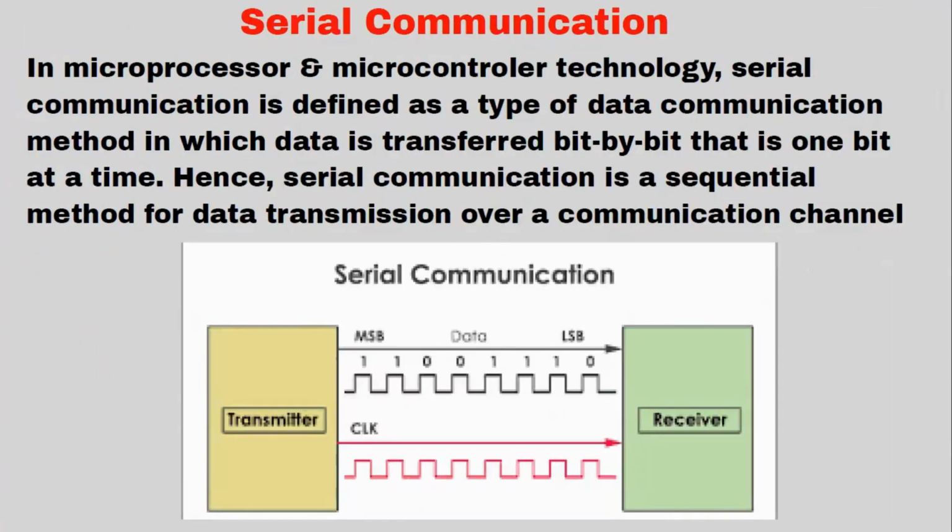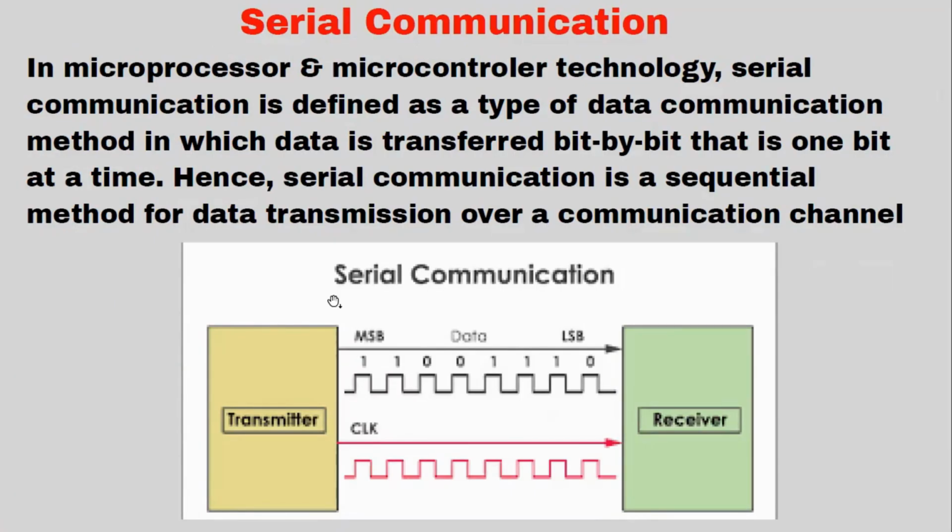All right. Next topic is serial communication. So what is serial communication? In microprocessor or microcontroller technology, serial communication is defined as a type of data communication method in which data is transferred bit by bit, that is, one bit at a time. Hence, serial communication is a sequential method for data transmission.